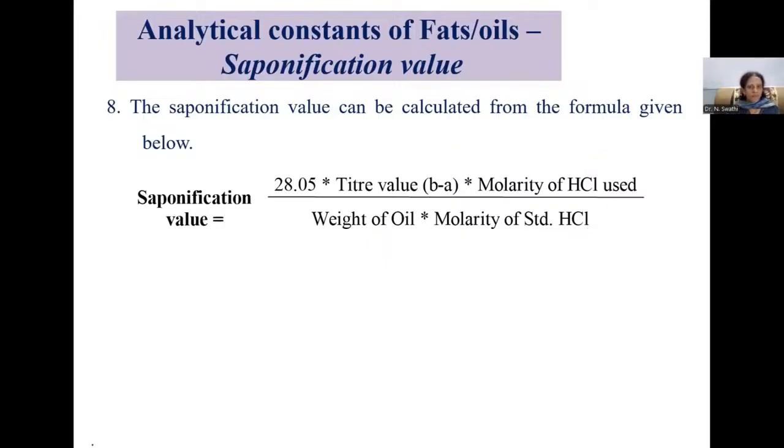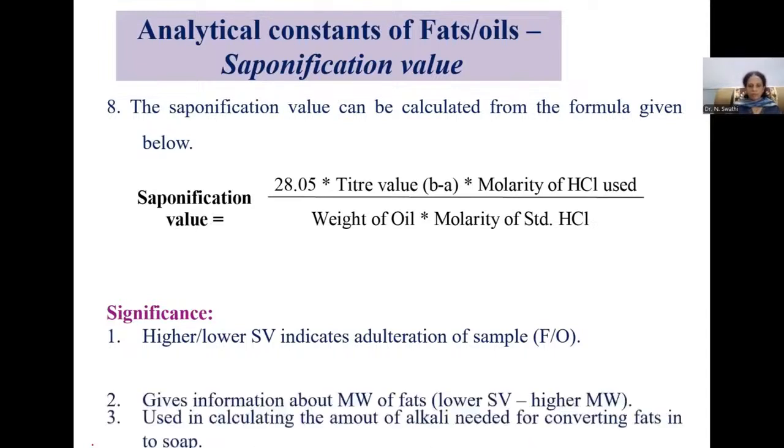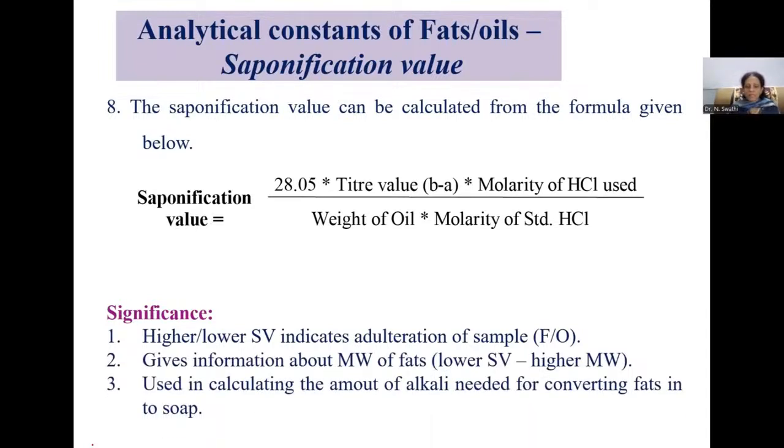Now that you have learned the definition of saponification value and its determination, which includes principle and procedure, let us try to understand the significance of this saponification value. A higher or lower saponification value indicates adulteration of the sample. Each and every fat or oil has its own characteristic saponification value, and any deviation from this value indicates adulteration. This value also gives information about the molecular weight of the fats, because the lower the saponification value, the higher the molecular weight of the sample. So indirectly we come to know the molecular weight of the given fat or oil sample.